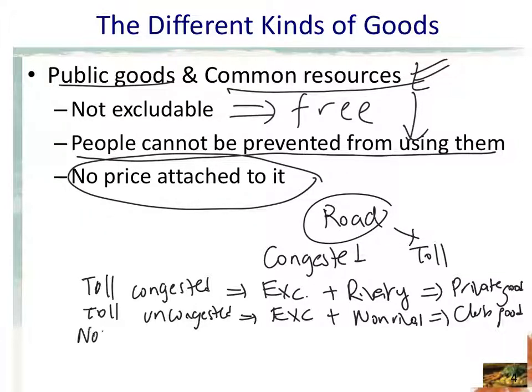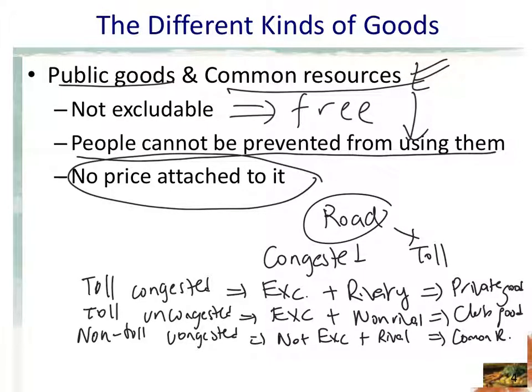Now we talk about a non-toll road that is congested. So it is not excludable but rival in consumption. Remember, if it's congested and rival in consumption but free, it is a common resource. And now let's think about a non-toll road and uncongested. It's not excludable plus non-rival, therefore it's a public good.